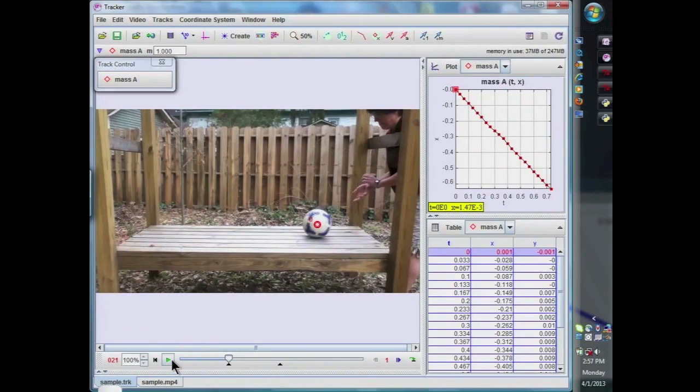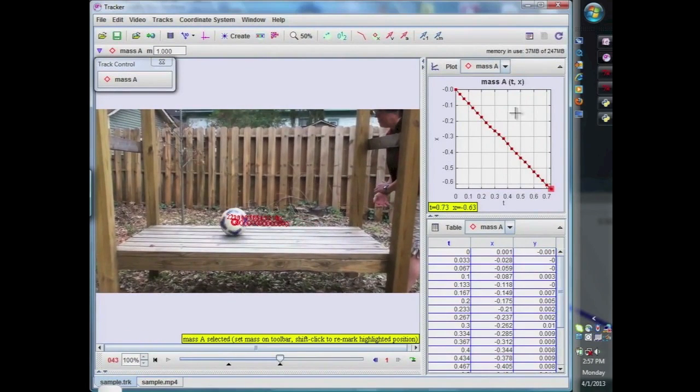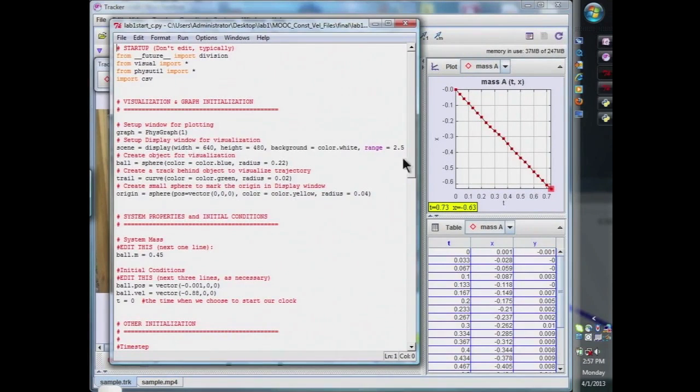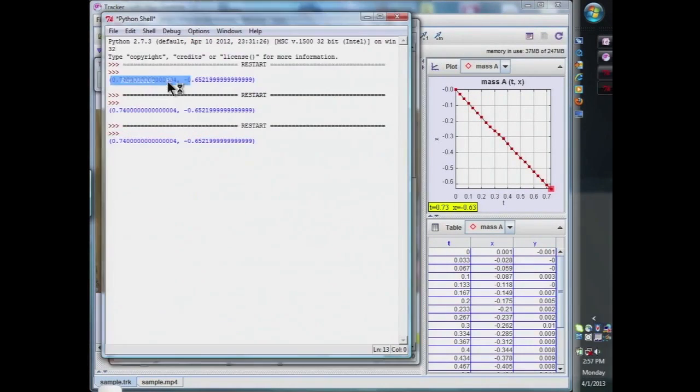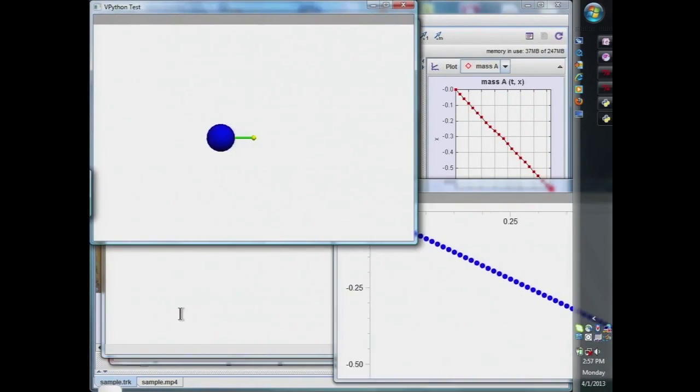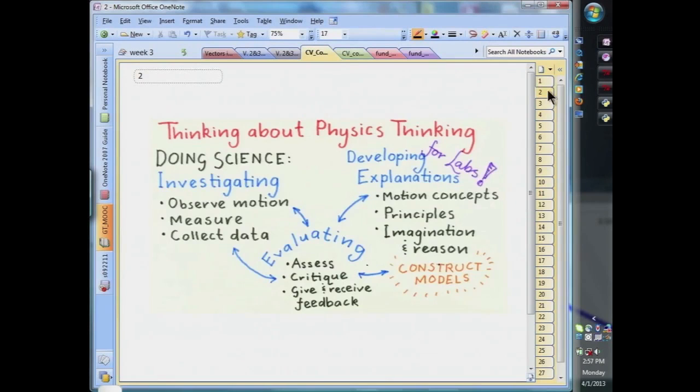Earlier, we analyzed the motion of a soccer ball that looked like it was moving in the same direction at the same speed. And we also constructed a computer model to predict the motion of the ball. And by eye, the predictions seemed reasonable. Today, we want to look at the observations and predictions together more carefully.